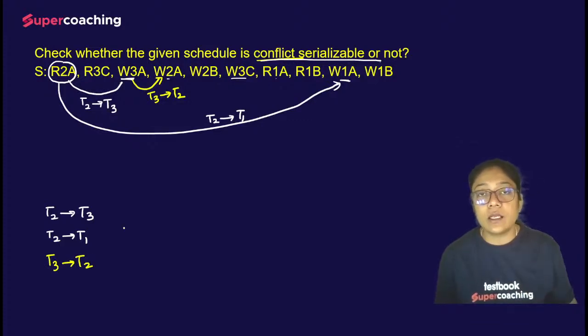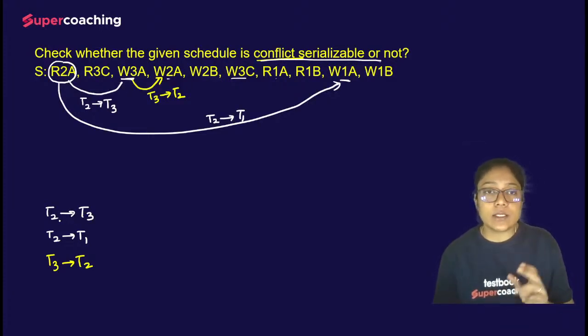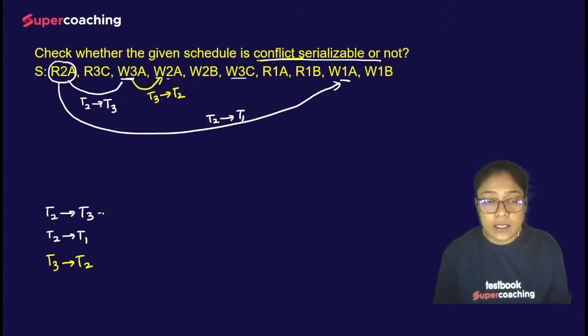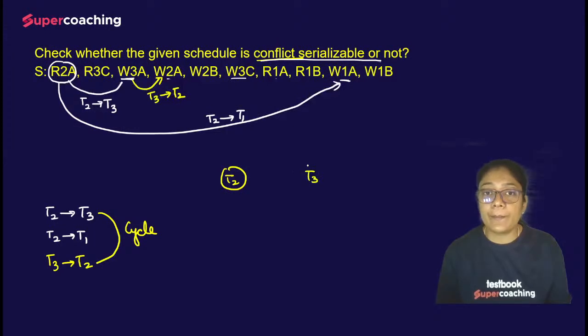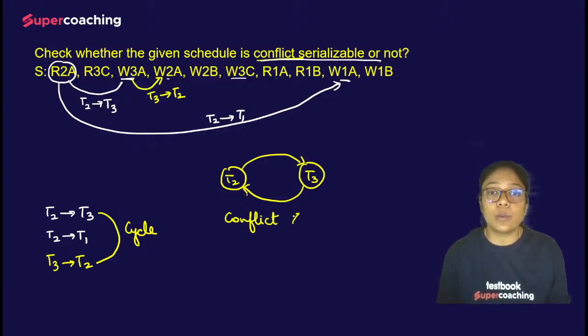You don't need to find all the rest. This is saying that there should be some serial order which satisfies the sequence T2 to T3 as well as T3 to T2. There is no such serial order which satisfies both. Since a cycle is getting created between T2 and T3, going from T2 to T3 as well as T3 to T2, we will say that this is not conflict serializable, because here we won't be getting any equivalent serial order.